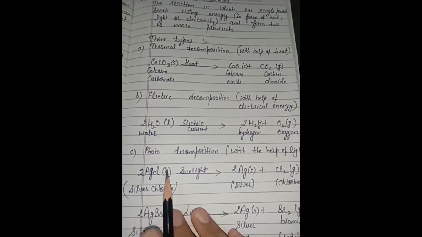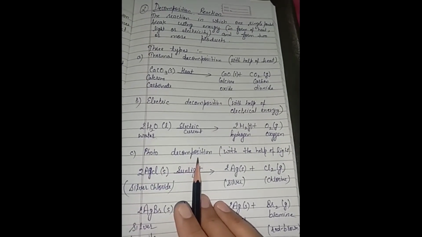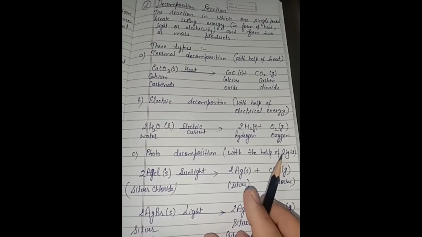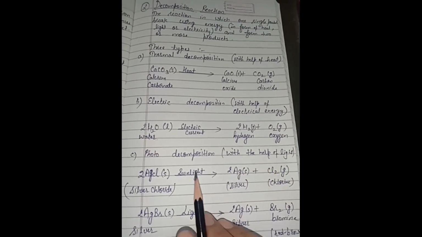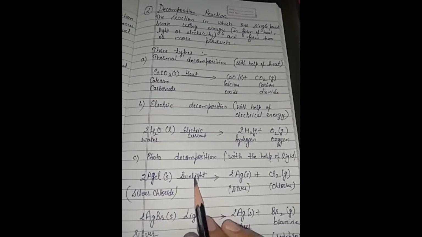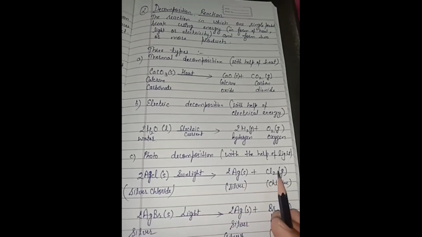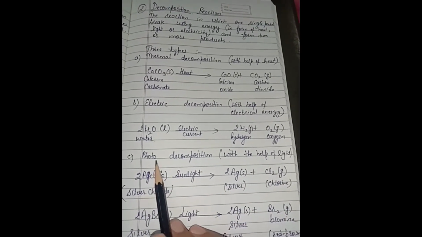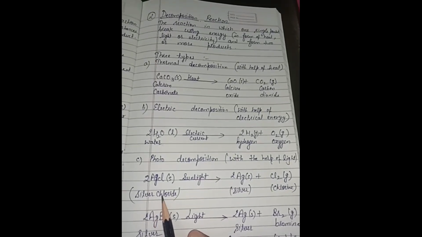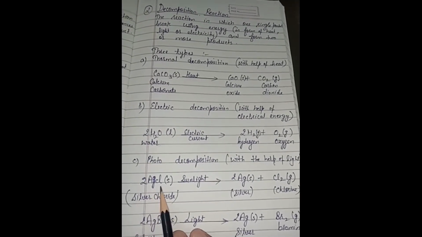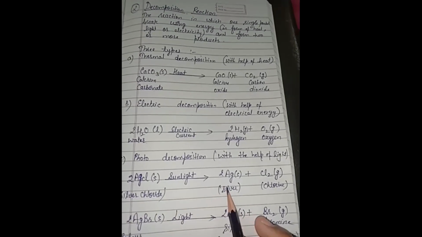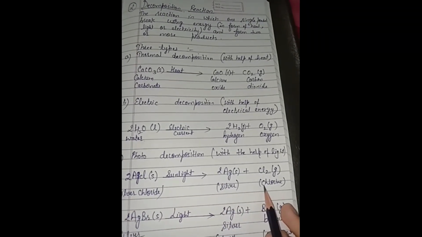The third type of reaction is photodecomposition reaction. When one reactant breaks with the help of light, either artificial light or sunlight, and forms two or more products, it is called photodecomposition reaction. We can take the example of silver chloride. It will break in the presence of sunlight and form silver and chlorine.